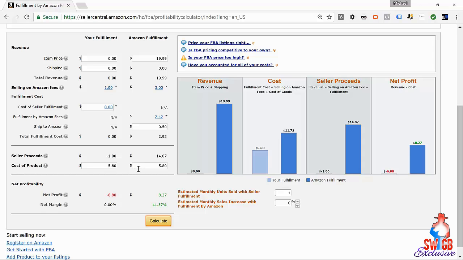Now, we know that that's not our true profit margin. We have to deduct the cost of the product, which we entered there. And therefore, our net profit is $8.27, which comes up to a net margin of 41.37%, which is a very healthy profit margin.